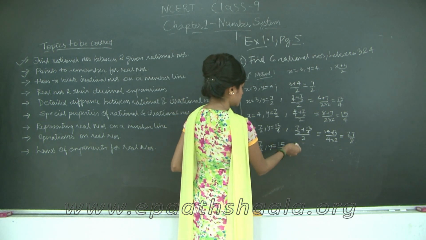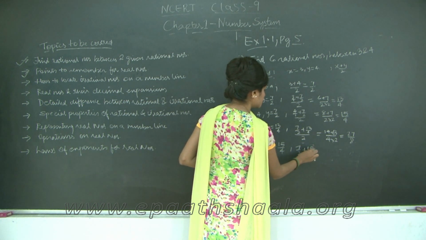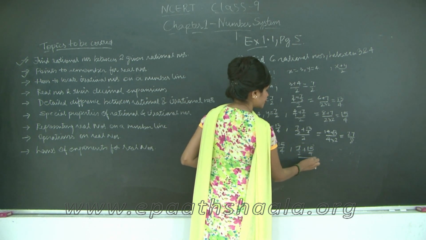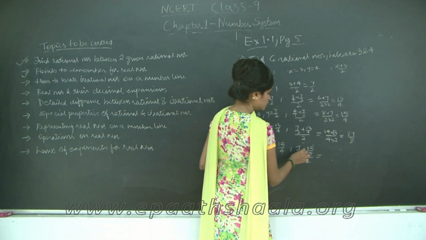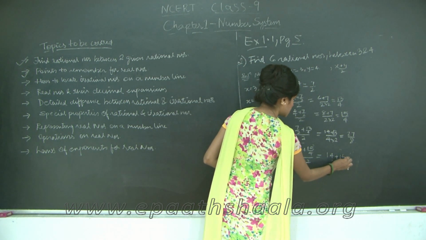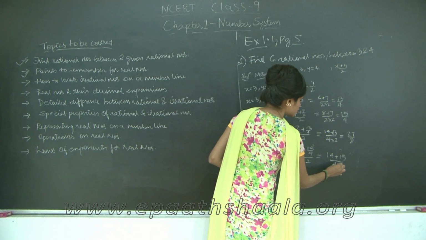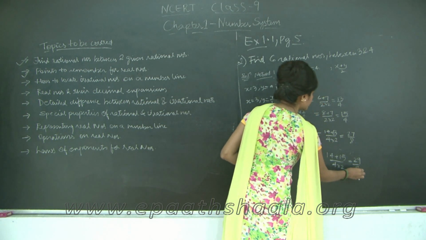Let's check. What do I get? 7 upon 2 plus 15 upon 4, upon 2. The LCM here is 4. So I'm going to multiply this by 2, right? So 14 plus 15 upon 4 into 2, which is 29 upon 8, right?